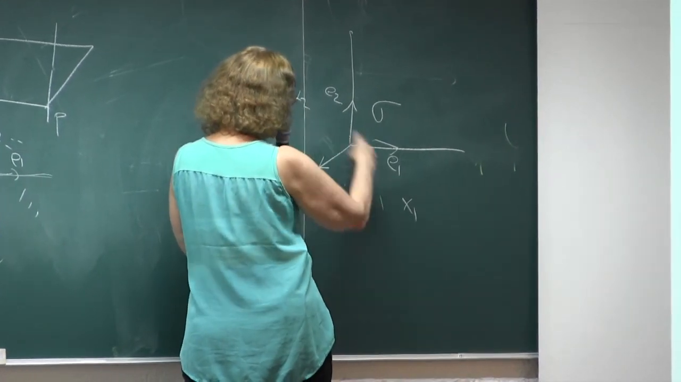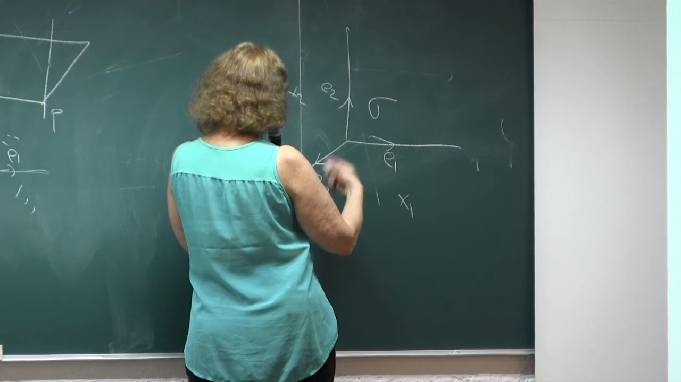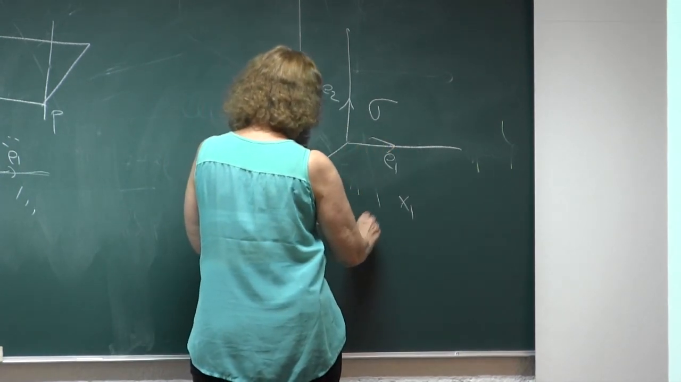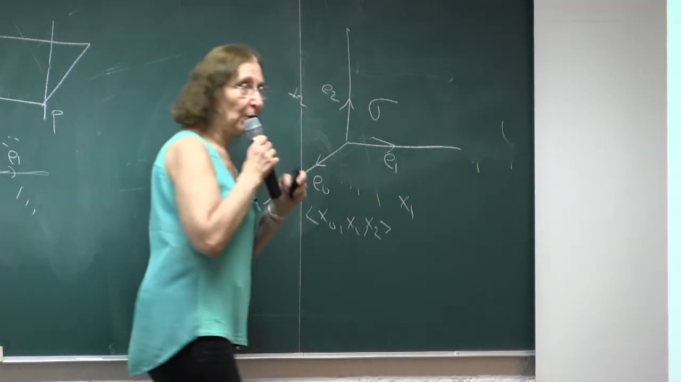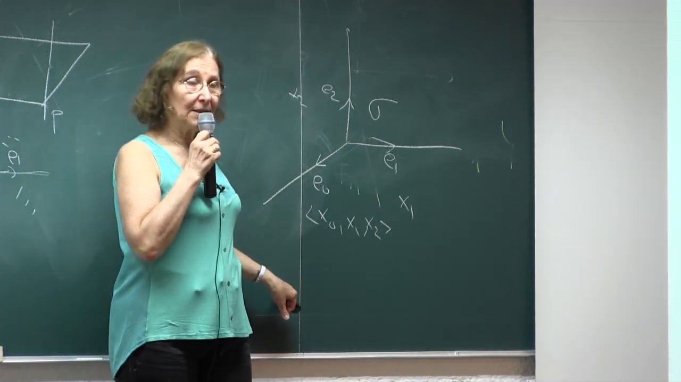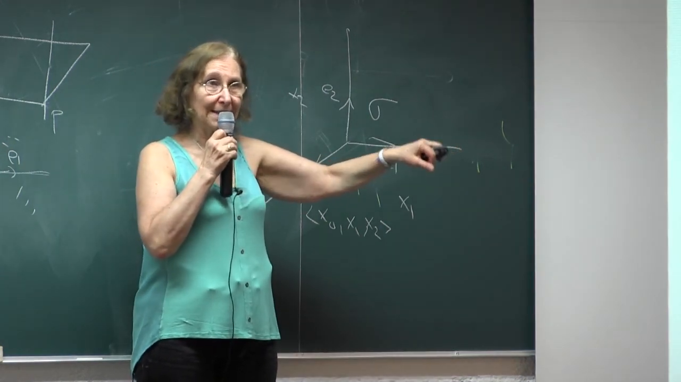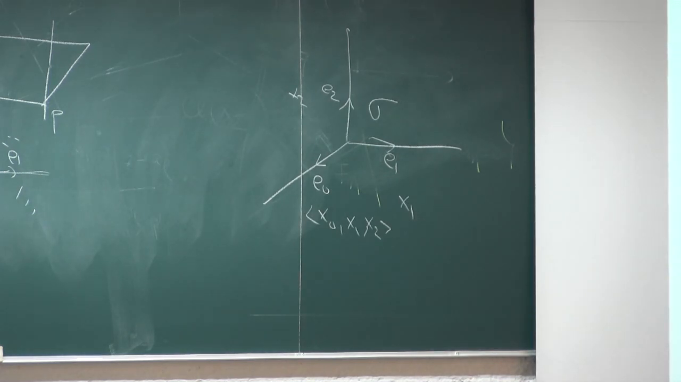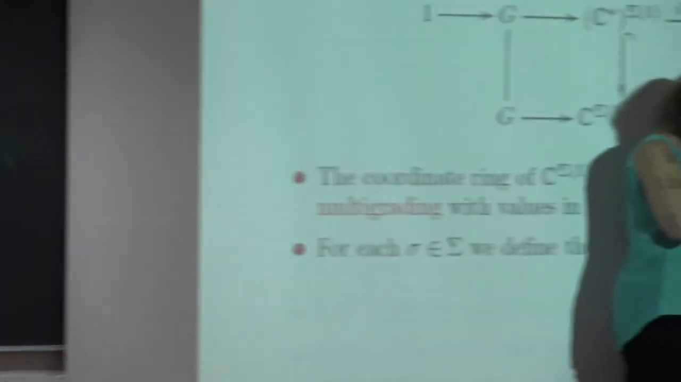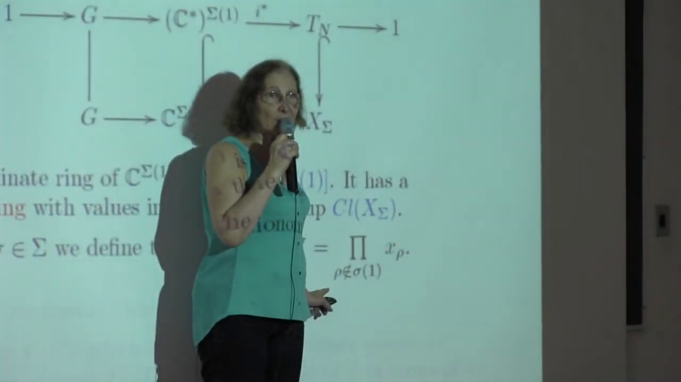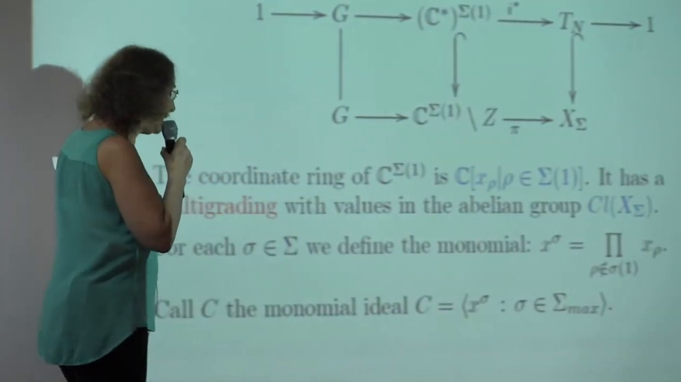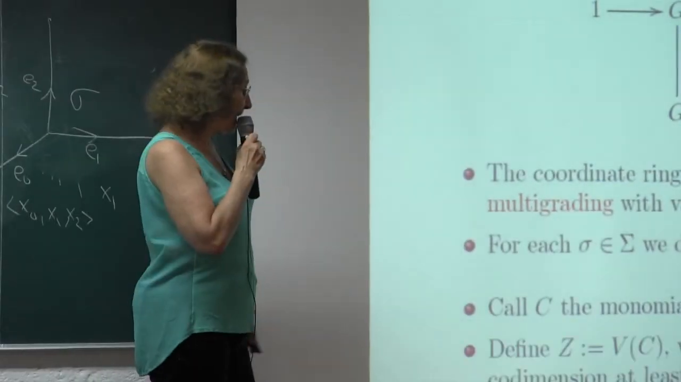If I do the same for this, I'm going to take x1, and for this, I'm going to take x2. So in general, I'm going to build a monomial ideal that is generated by these monomials. The monomials are taken this way. Each time I have a cone, I take the product of the variables, so I have one variable for each ray, I take the product of the variables for the rays which are not a ray of my cone. And I take the monomial ideal generated by all of them, this is Z, and Z is the variety of this monomial ideal.